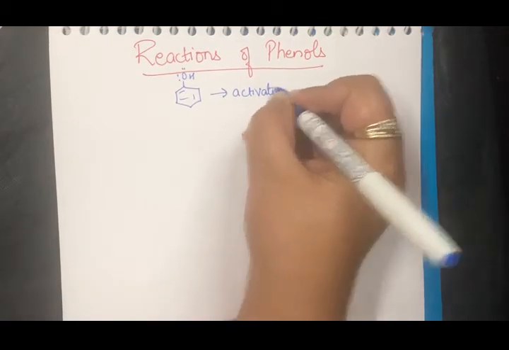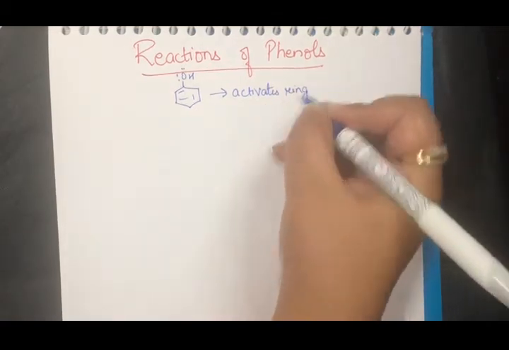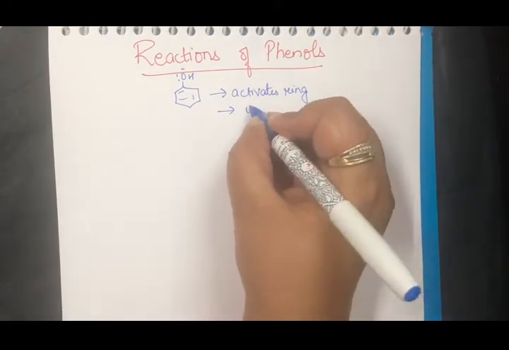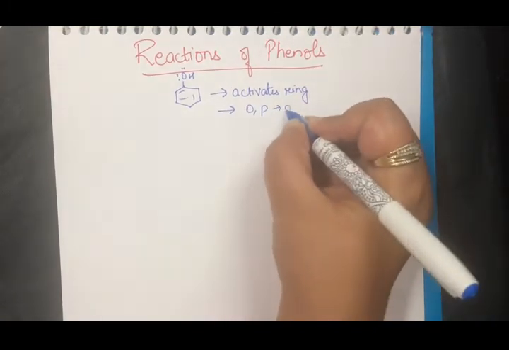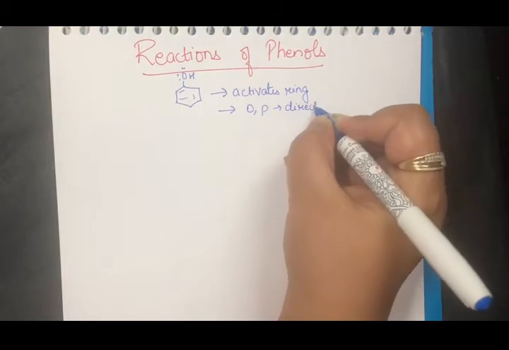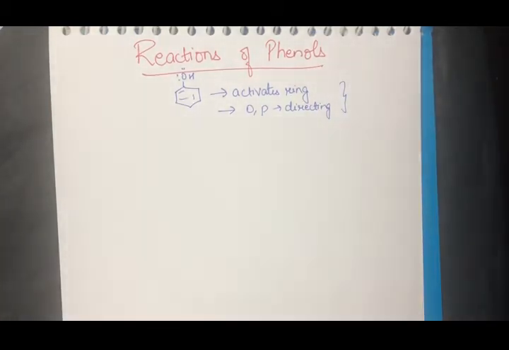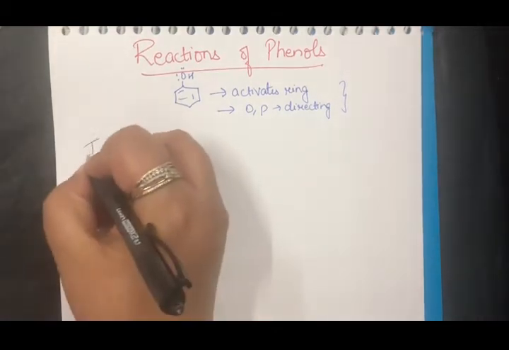So what does it do? It activates the ring. And we also remember from our past videos that these are ortho and para directing. So we will just keep these two things in mind while we are talking about different reactions that phenol undergoes. Now the very first one that I'll start with is nitration.